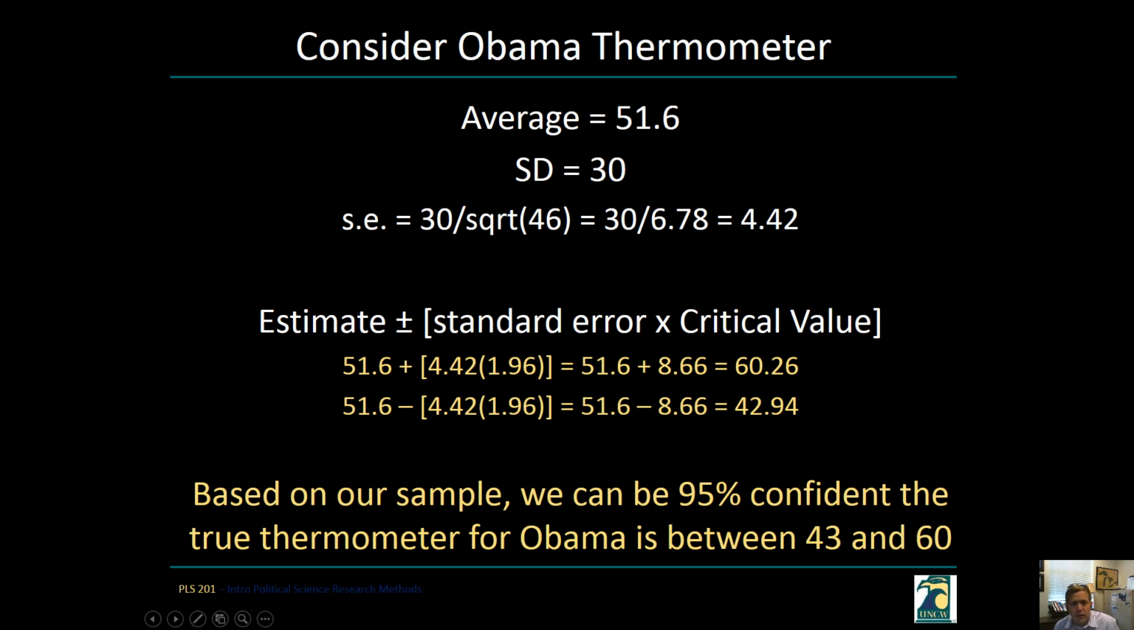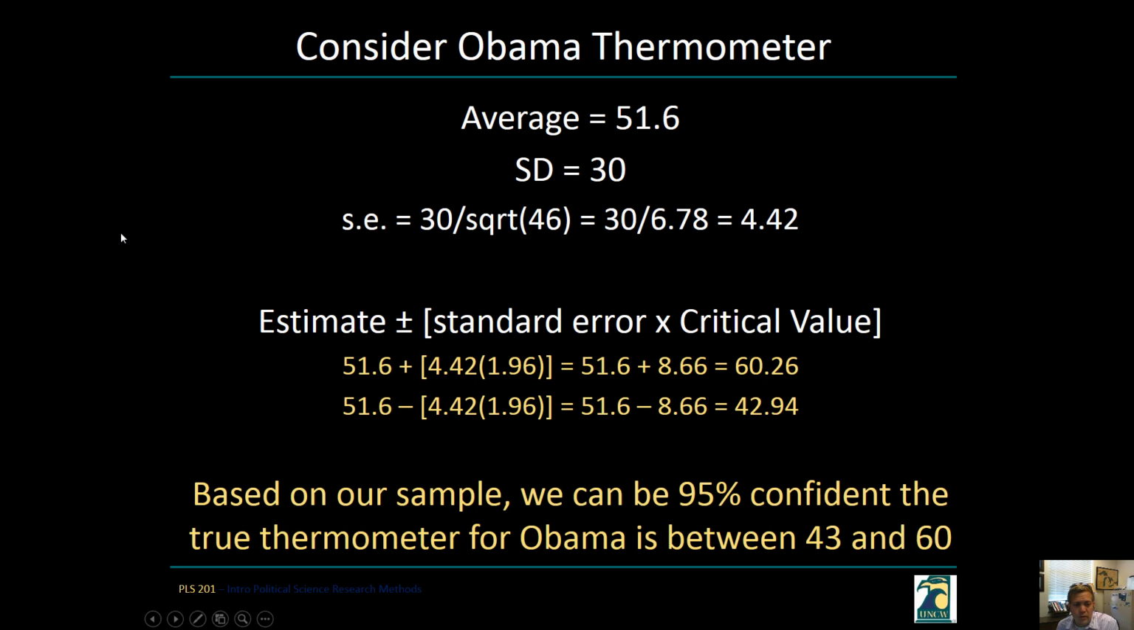All right, now let's look at another example here and create a confidence interval, this time using an Obama feeling thermometer. So in our survey data, there's a total of 46 participants. You can see that right here in the standard error calculation, 46. The average feeling thermometer was right about in the middle at 51.6, and the standard deviation was 30.